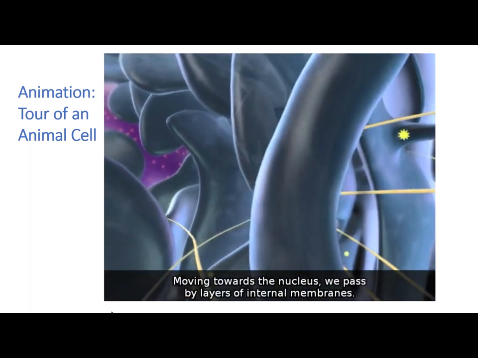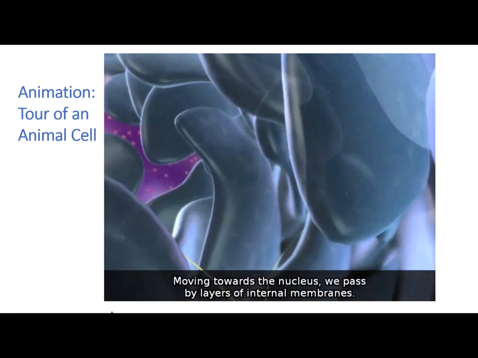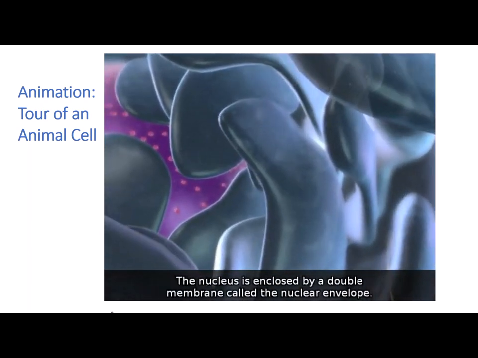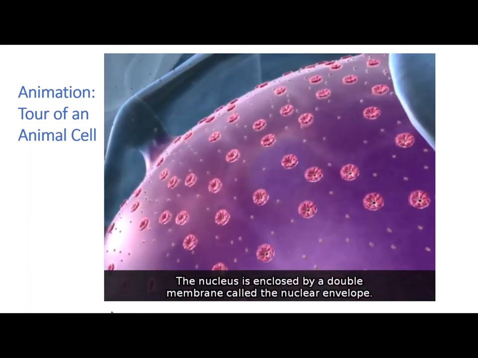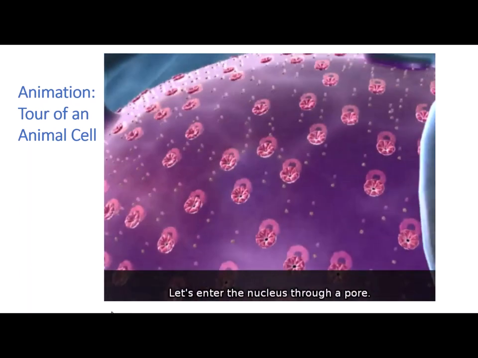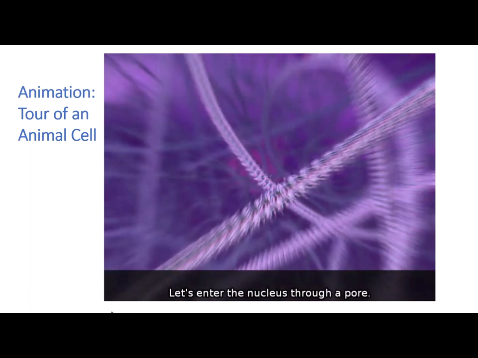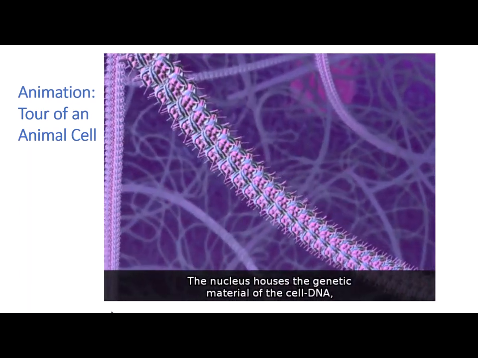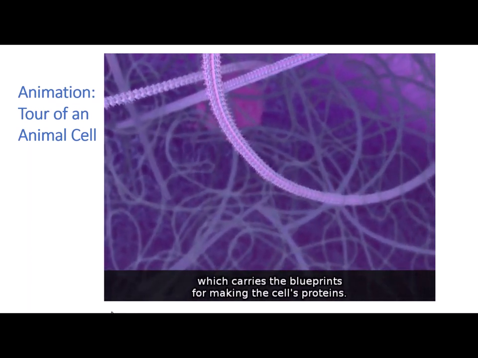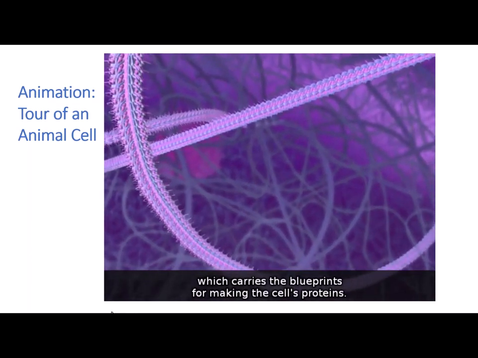Moving towards the nucleus, we pass by layers of internal membranes. The nucleus is enclosed by a double membrane called the nuclear envelope. Let's enter the nucleus through a pore. The nucleus houses the genetic material of the cell, DNA, which carries the blueprints for making the cell's proteins.